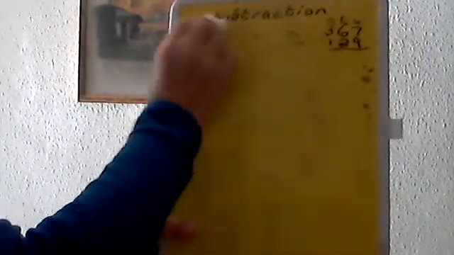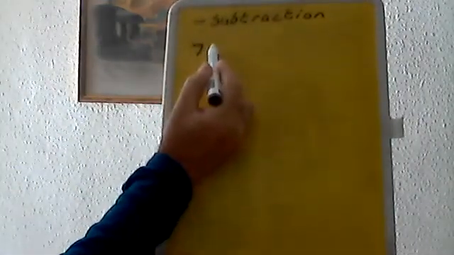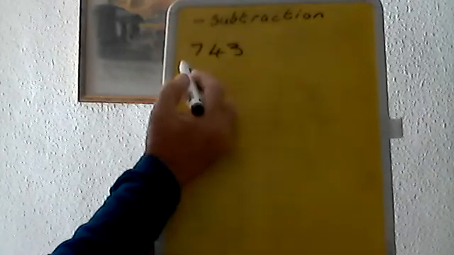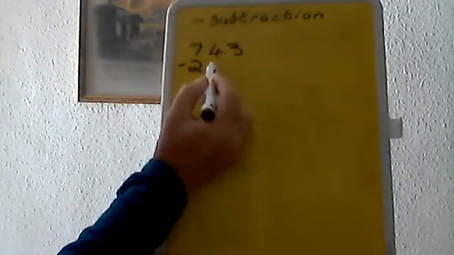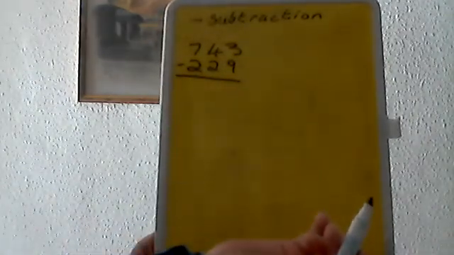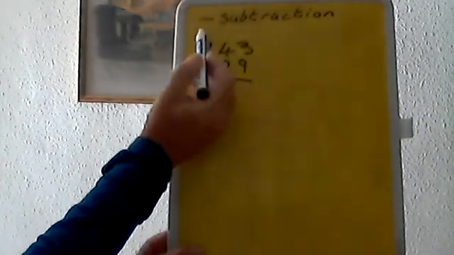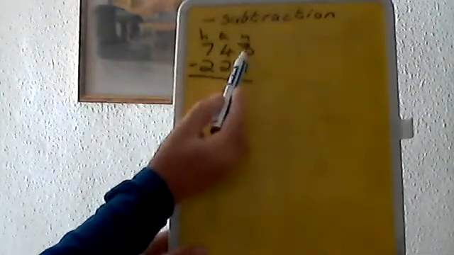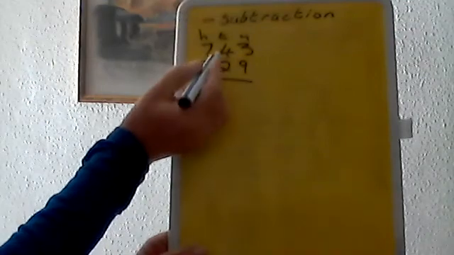Now we can come back to the way that we often do it. And actually, it's the way I like. 743 minus 229. That's how we see them. Now we can use the same method as we've just seen for this. 3 units minus 9 units. Can't do that. Can't do it. So I'm going to take one of these tens.